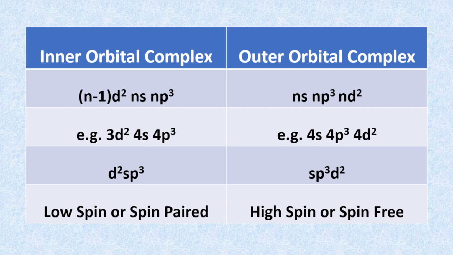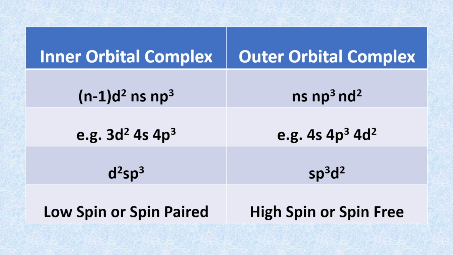Here I have tabulated a comparison of the inner and outer orbital complexes. In the inner orbital complex, the n value of the d orbital is 1 less than the value of s and p orbitals, while in the outer orbital complexes, the 3 orbitals have the same value of n.